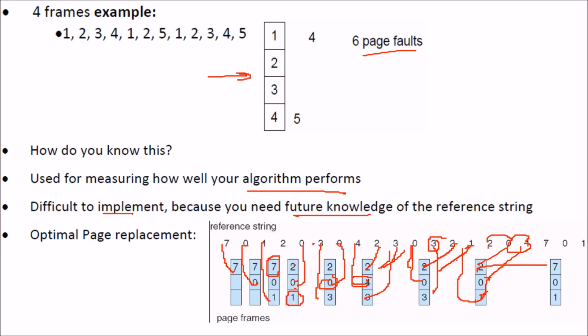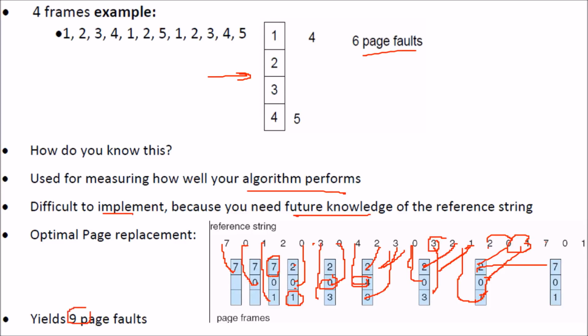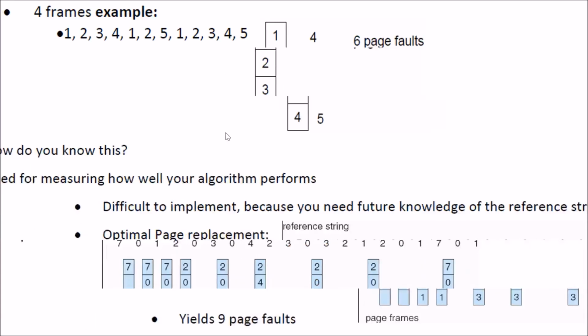This is how we can use some future knowledge to implement optimal page replacement. But here we have a very good result, we have just 9 page faults. If you do it with the FIFO algorithm, you will get 15 page faults.